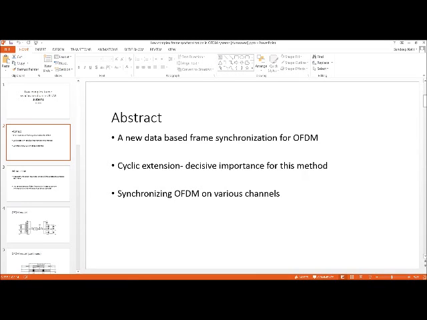This solution basically consists of a correlator, a moving sum, and a peak detector. The stability of the generated frame clock is improved significantly by averaging over a few number of frames. Simulations will show that this low complex averaging method can be used to synchronize an OFDM system on a twisted pair of copper wires and on slowly fading radio channels.